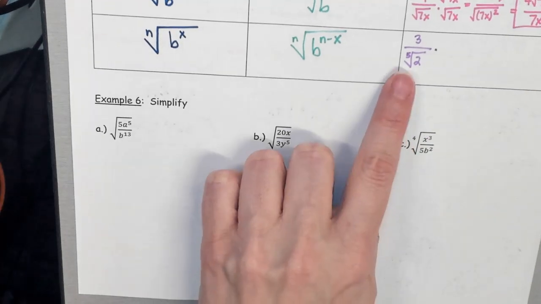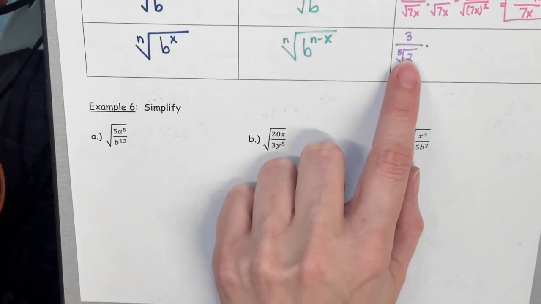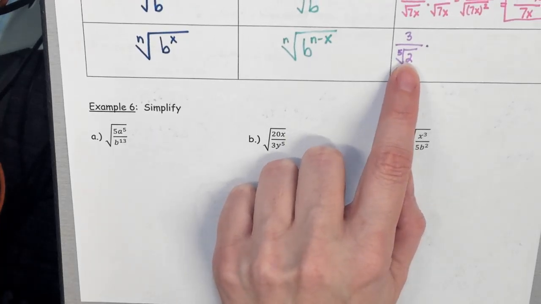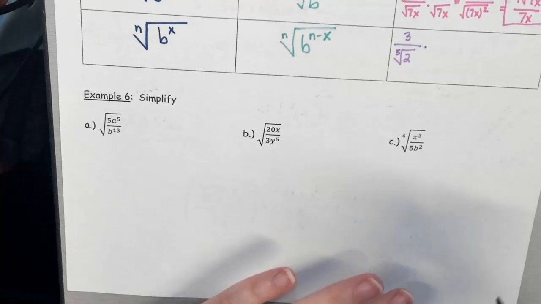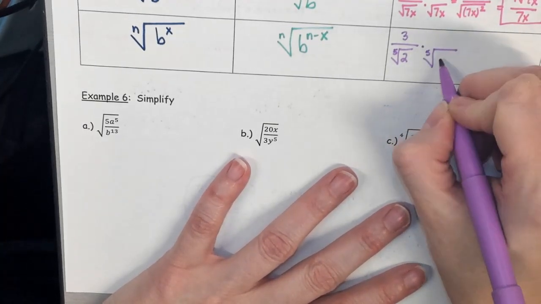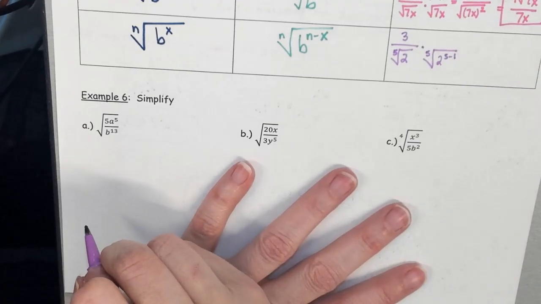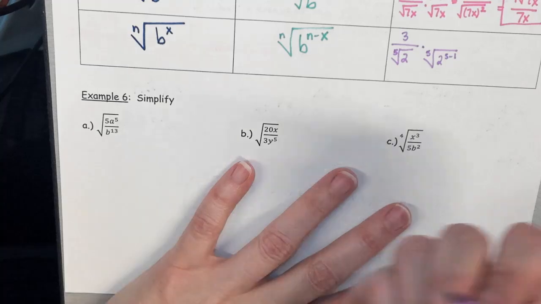Okay, in this case, your n is what? 5. Your b is 2. And then do you guys know what your x is? 1, because you can't see it, right? So if you're trying to figure out what to multiply by, you can just multiply by 2 to the power of 5 minus 1, which is what? 4.